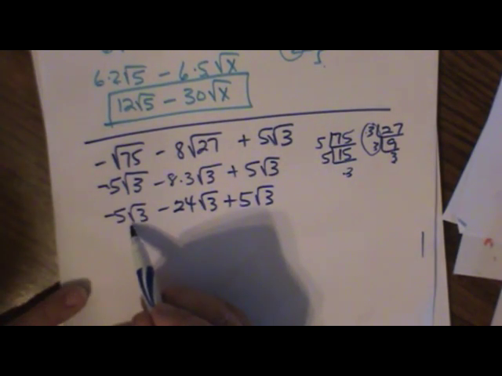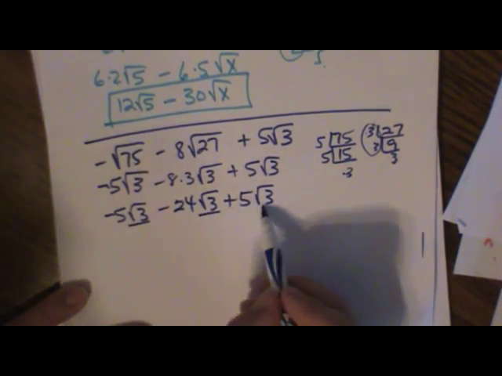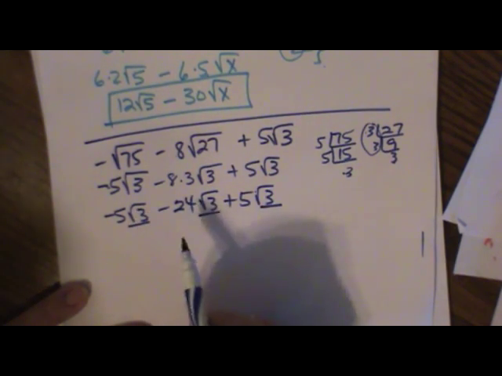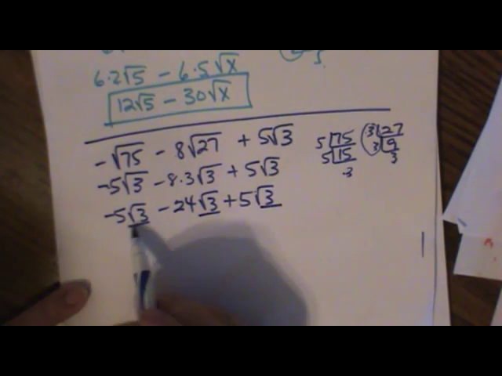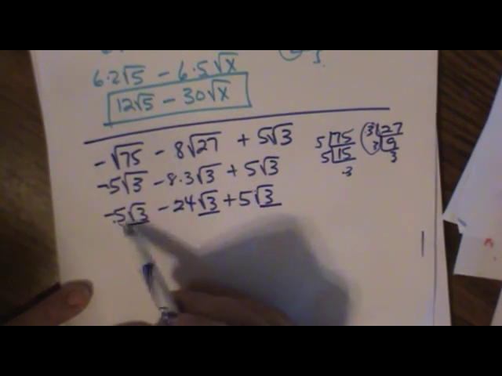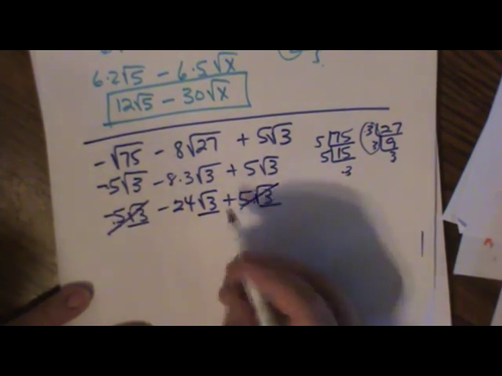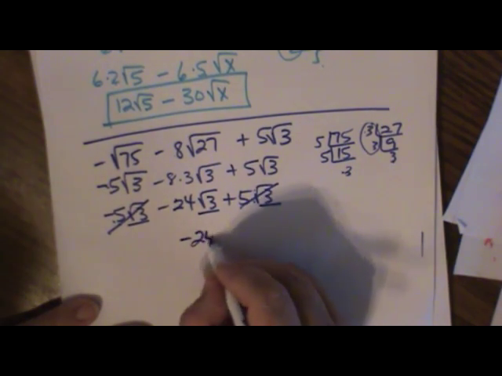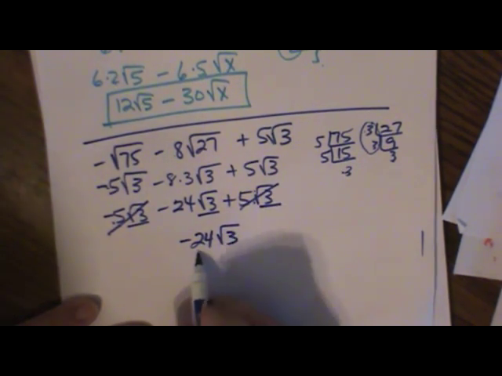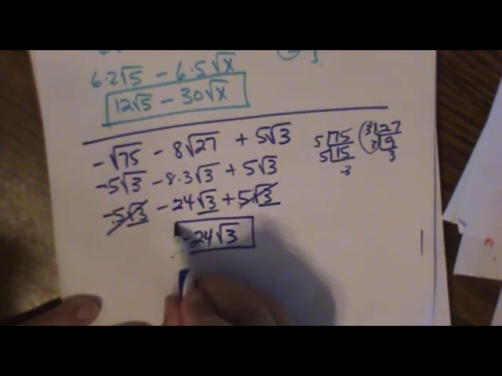Our radicands inside are the same. Our indexes are the same. So these are like terms. So interestingly though, this 5 is negative and this 5 is positive, which causes us to cancel. So our answer is -24 square root of 3.